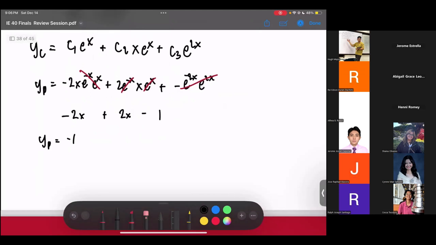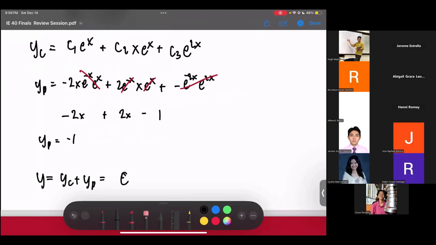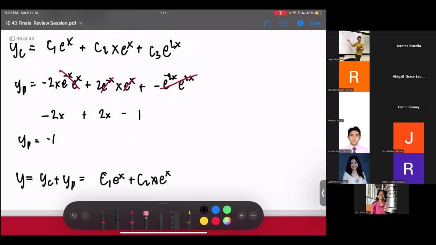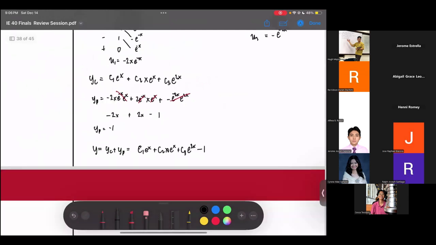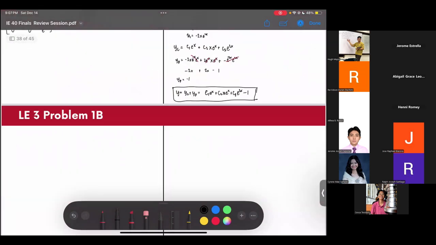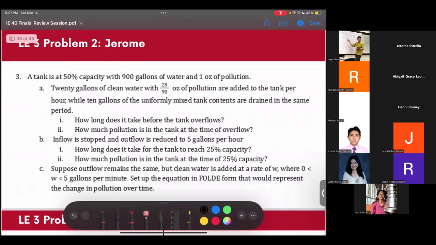I'm not gonna lie. So then our complete solution is just yc plus yp, which is equal to c1 e to the x plus c2 x e raised to x plus c3 e raised to 2x minus 1. So that's just the full solution for problem 1. Okay, I saved a bit of space.